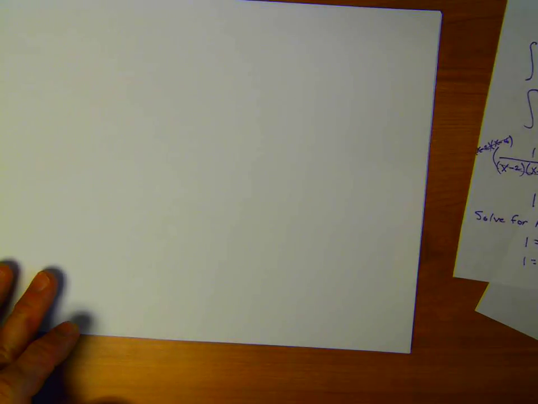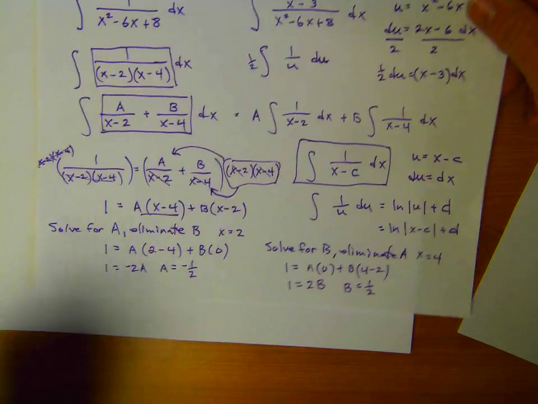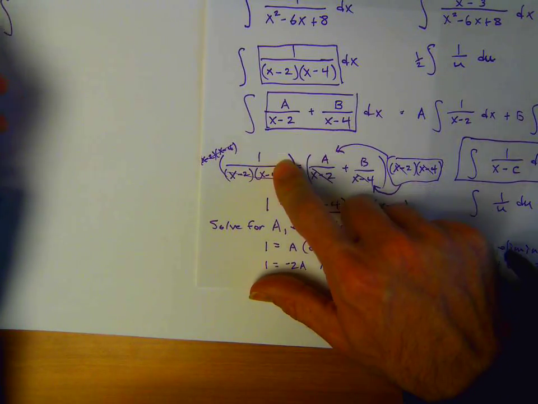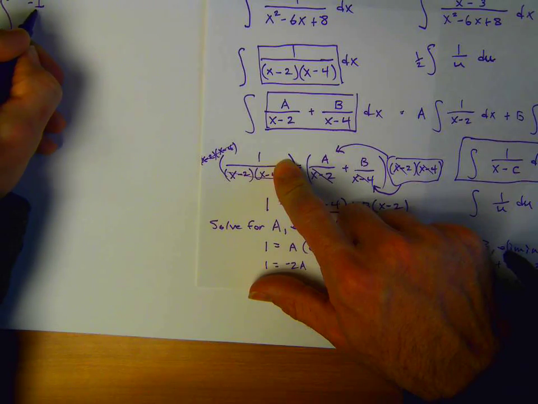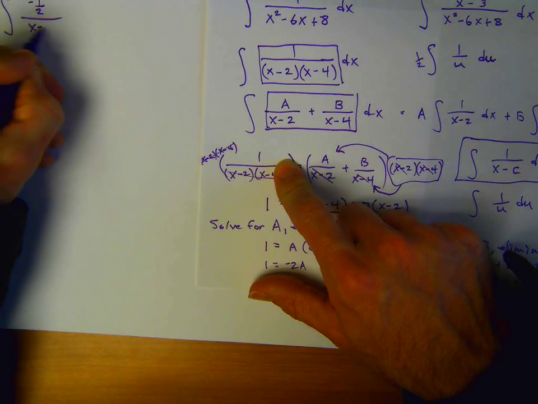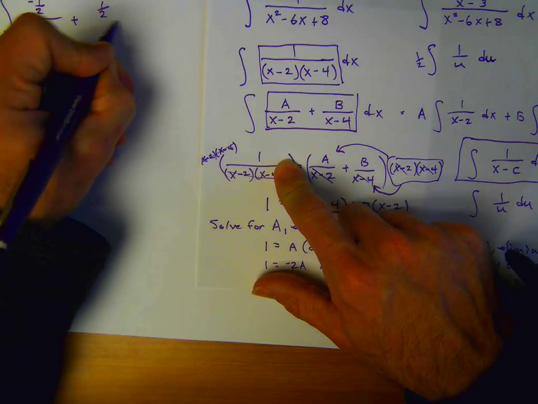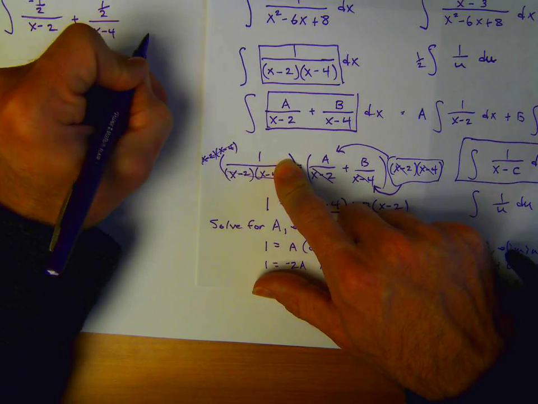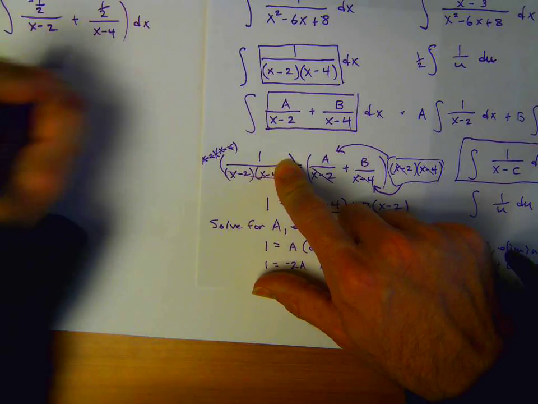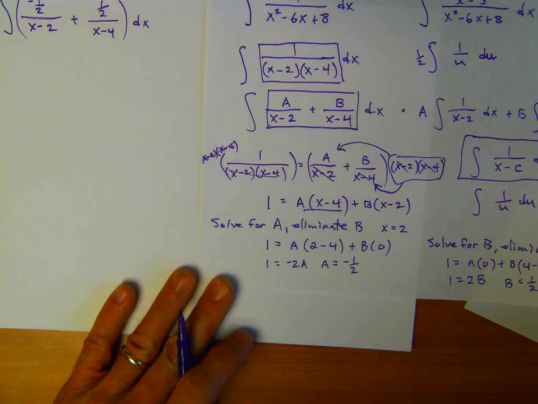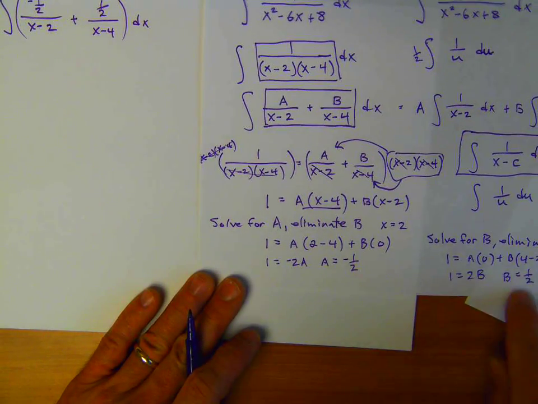All right, so I know what a and b are. I'm going to plug in here. So coming from this, I now have negative 1/2 over x minus 2 plus 1/2 over x minus 4. I want to find that integral. All right, what do we see? A is negative 1/2, b is 1/2.